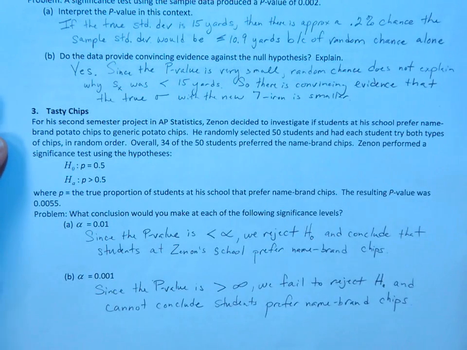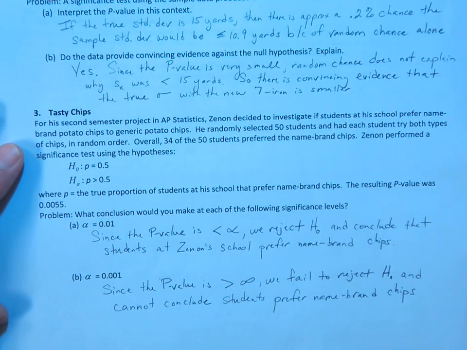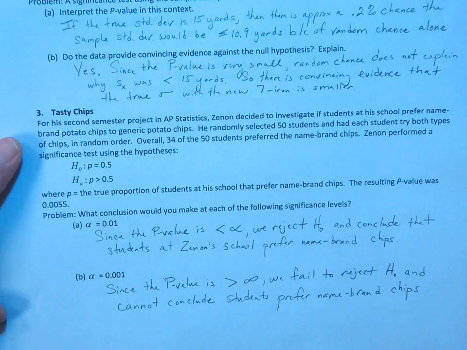For his second semester project in AP Statistics, Zenon decided to investigate if students at his school prefer name brand potato chips to generic potato chips. He randomly selected 50 students and had each student try both types of chips in random order. Overall, 34 of the 50 students preferred the name brand chips.